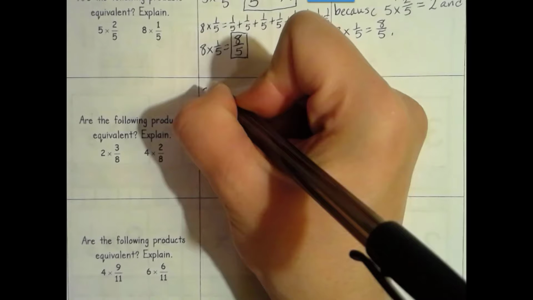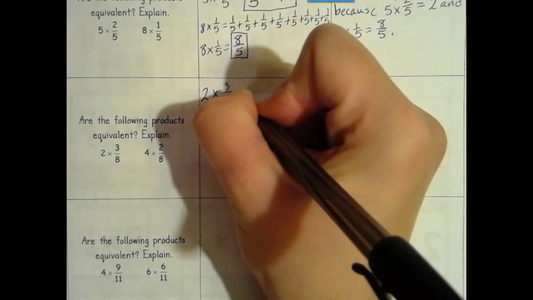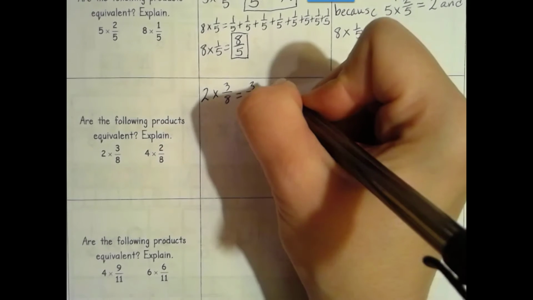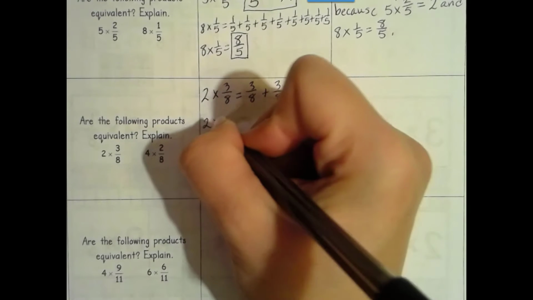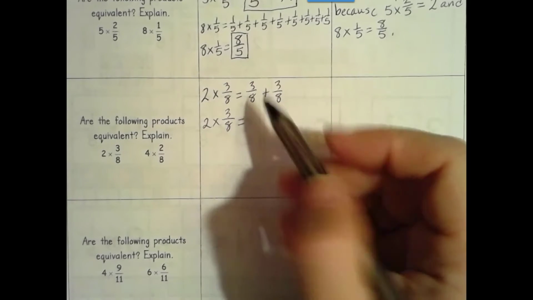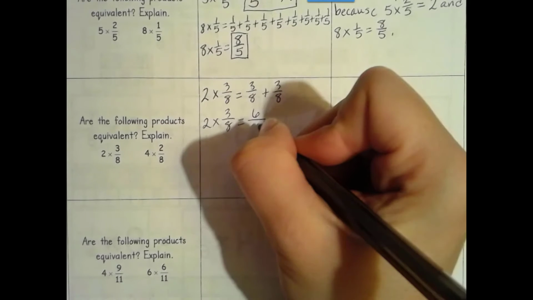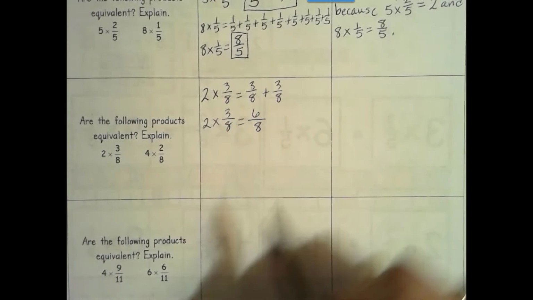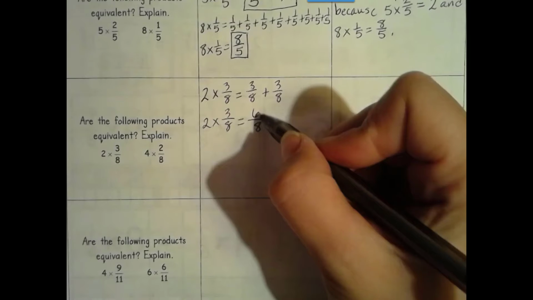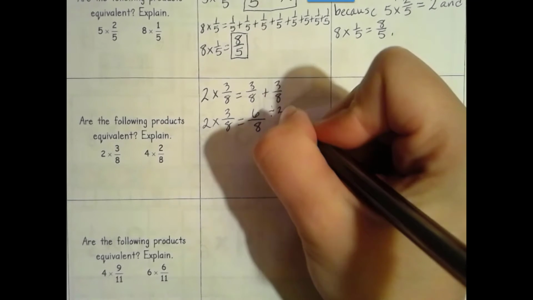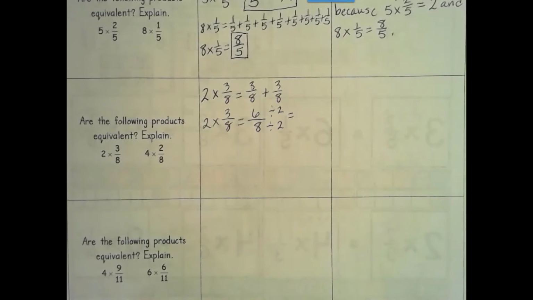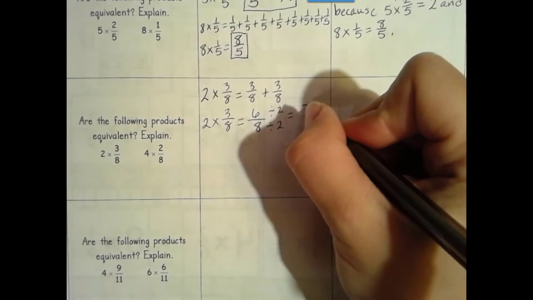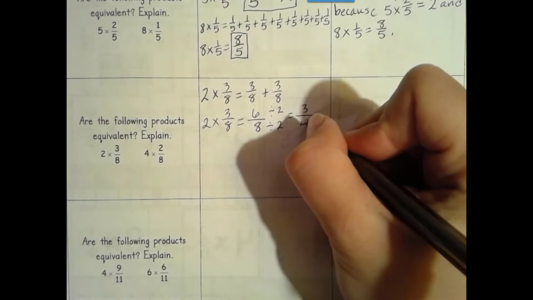Okay, we're looking at two groups of 3/8. So 3/8 and 3/8 joined together. Well, then 2 times 3/8 is 3 plus 3 is 6. 6/8. 2 times 3 is 6. Both of these are even. So that means I could divide both by 2 to get an equivalent fraction in lower terms or simpler form. 6 divided by 2 is 3. 8 divided by 2 is 4.